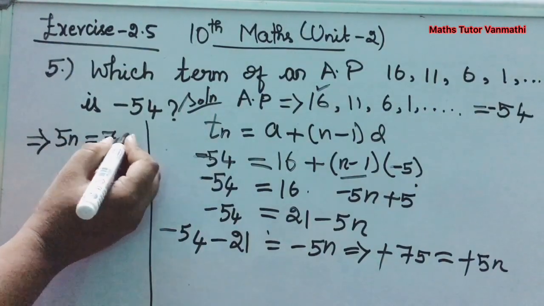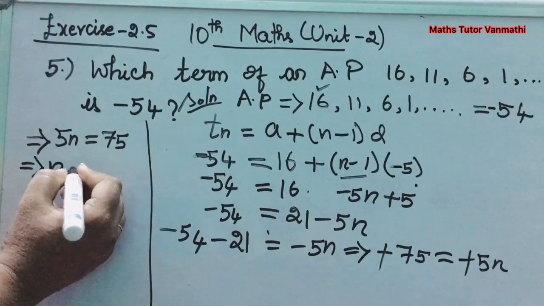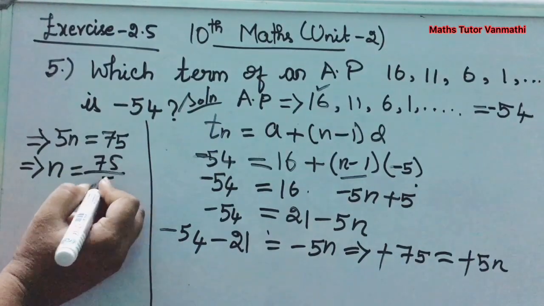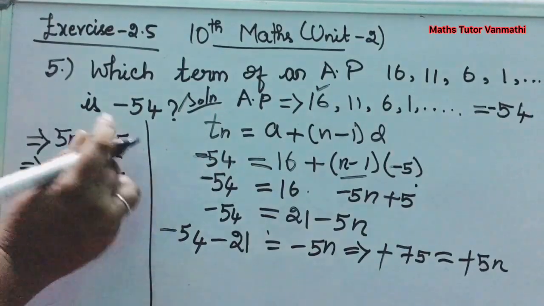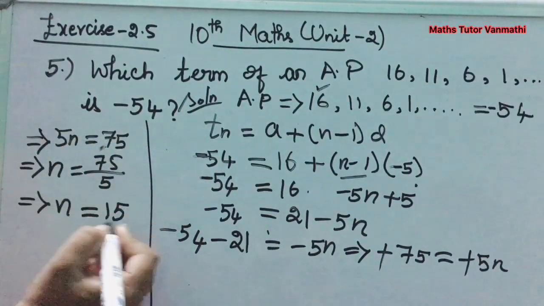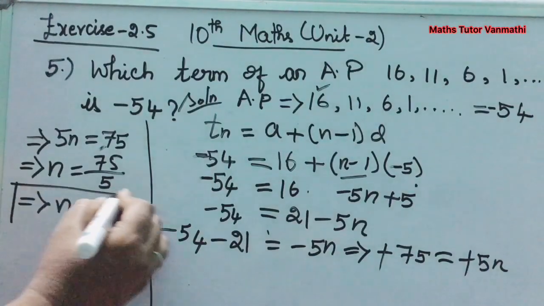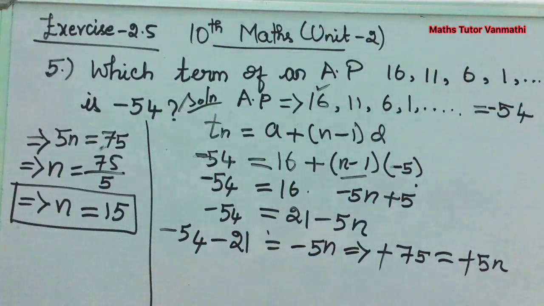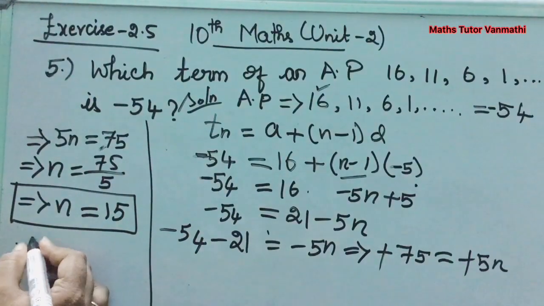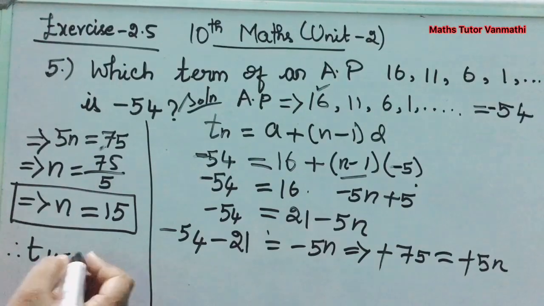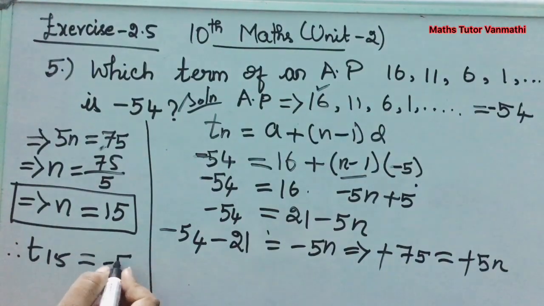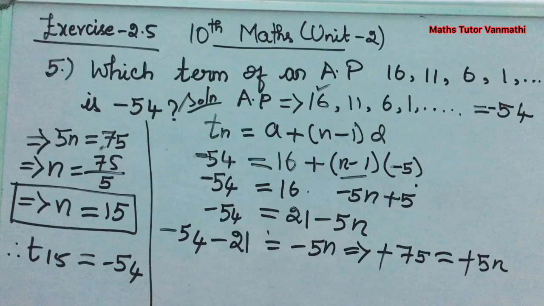5n equal to 75, which implies n is equal to 75 by 5. 5 ones are 5, remainder you will get 2, 5 5s are 25. So, n value is 15. Clear? Therefore, T15 is your answer. That is, the 15th term of the AP is minus 54. Clear? Understood? Okay, let us go on to the next problem.